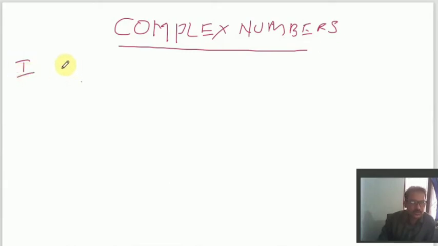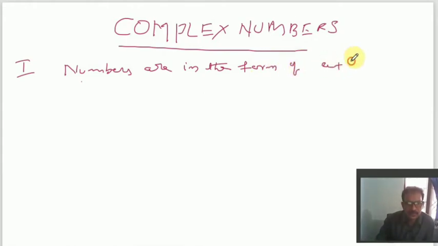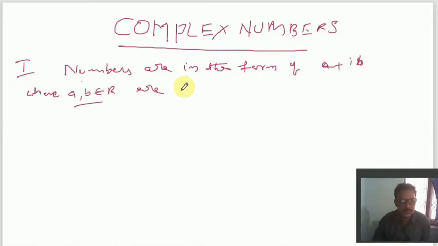Numbers in the form of a plus ib, where a, b belong to the set of real numbers, are called complex numbers.